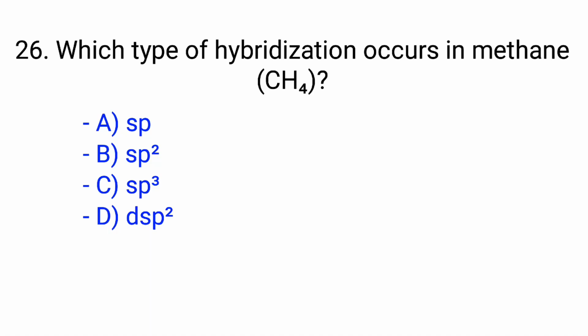Question number 26. Which type of hybridization occurs in methane? Option A. sp. B. sp2. C. sp3. D. dsp2. The correct option is option C. sp3.